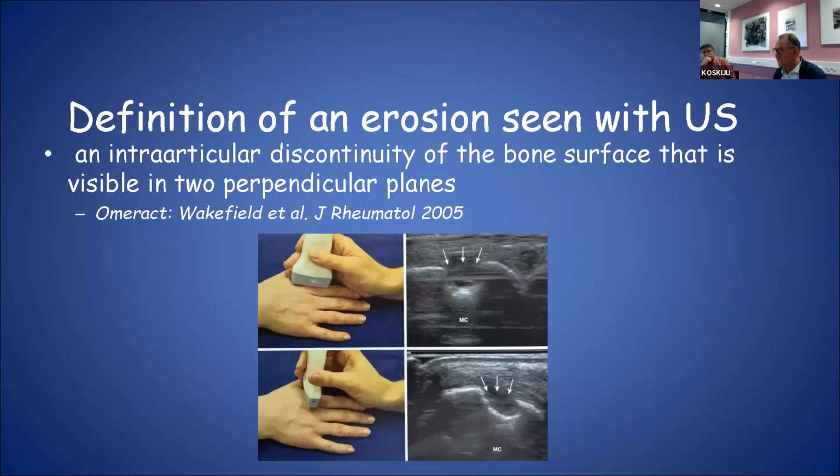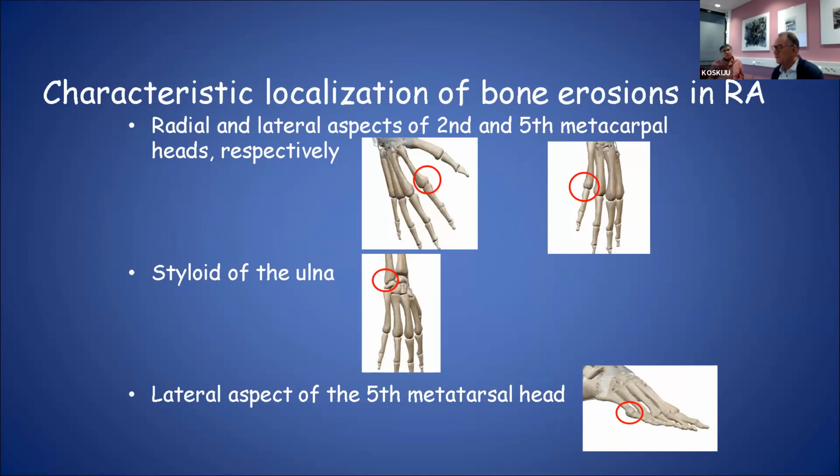We have already spoken about erosions. It's an intra-articular discontinuity of the bone surface visible in two planes, in long axis and short axis. What is characteristic for RA is the location of bone erosions. And these are the radial side of the second and fifth metacarpal, radial and lateral aspects. This is the fifth metacarpal and this the second. These are typical sites of erosion in RA. And the styloid of the ulna also.